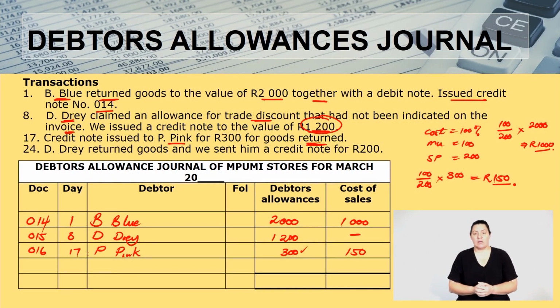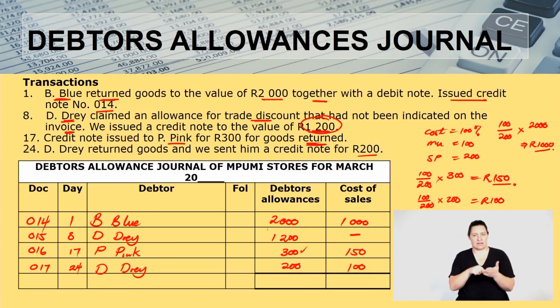Let's see. On the 24th, okay, what is my document now? Thank you. Number 17. The day is the 24th. Dre returned, so we're coming again to Dre. Returned goods and sent him a credit note for 200. So I'm coming here, 200. Already now you want to calculate your cost of sales. 100 over 200. Multiply by 200. That gives you 100. So come here, it's 100.